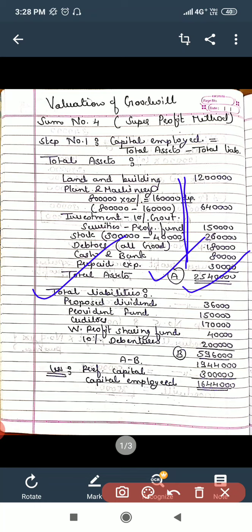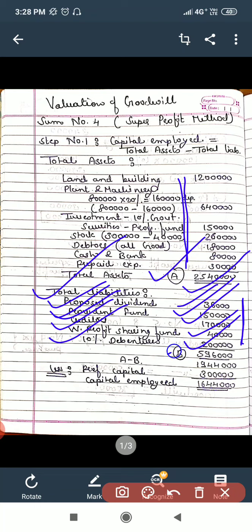So the preference dividend, proposed dividend, we will take into consideration 36,000. Next you have the provident fund, which is again the liability of a company, 1,50,000. Then we have creditors of rupees 1,70,000. Workmen profit sharing fund, you have 40,000, and 10% debentures of rupees 2 lakhs. If you can get the total of this, you will get the total liabilities 5,96,000.